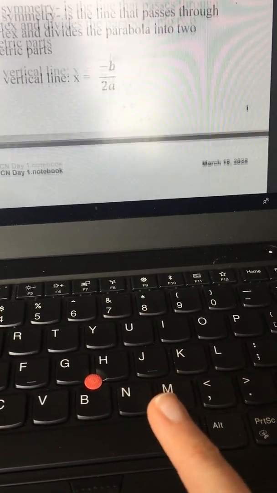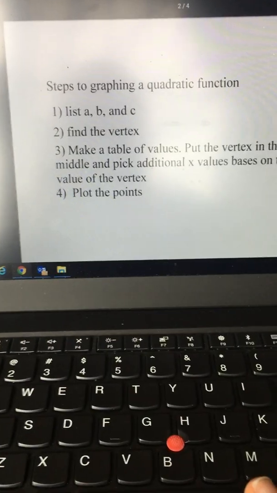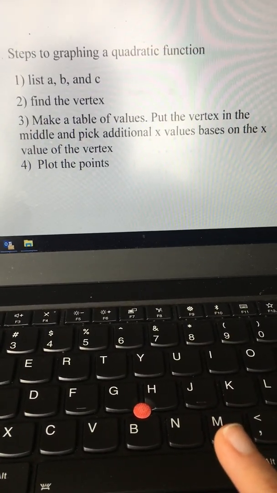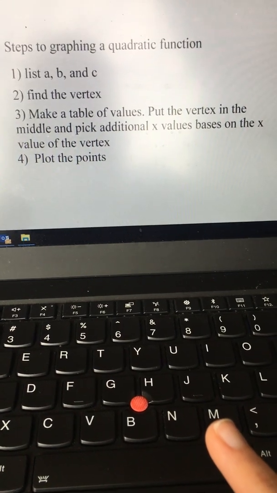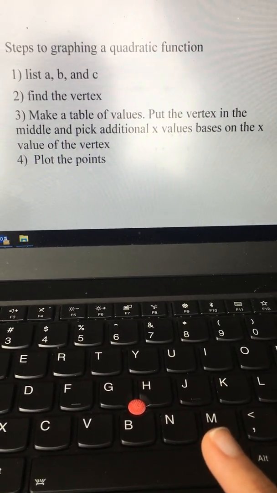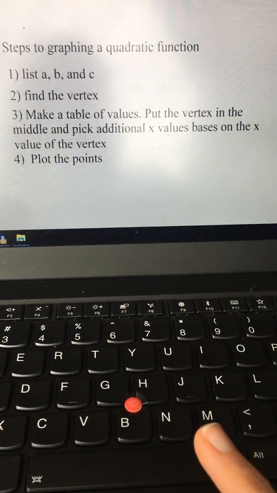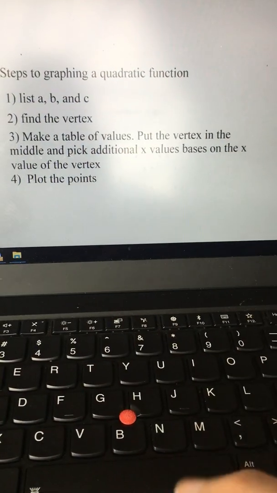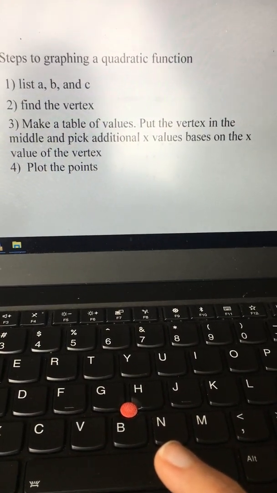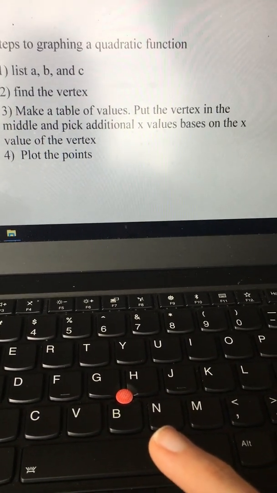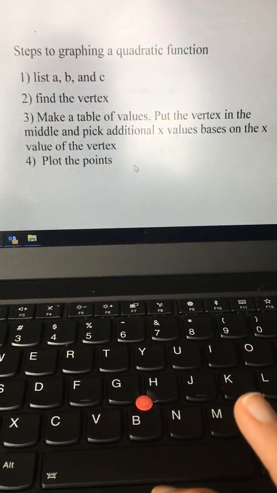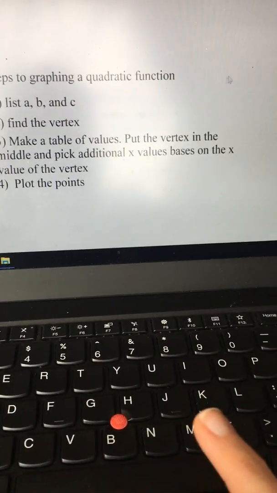So the first thing we're going to do is our steps to graphing. The steps are to list a, b, and c, which we know where to find. Then we're going to find the vertex. We're going to make a table. Once we make the table, we're going to put the vertex in the middle of the table, so it's going to be the third point down. And then we pick the x values based on what our vertex is. It depends on what the x value of the vertex is, and then we pick smaller and bigger from there. I'll explain when we get to the examples. Then we're going to plot the points.